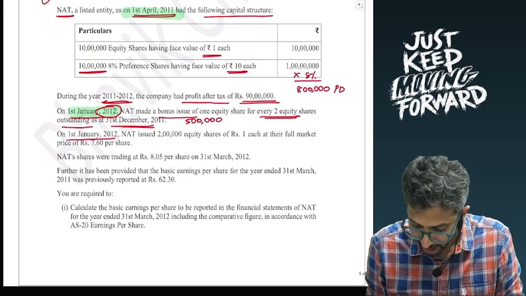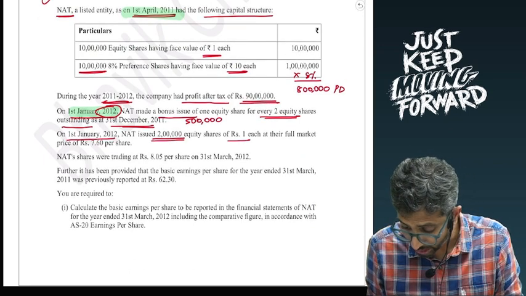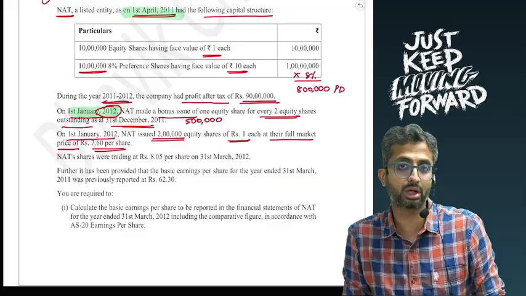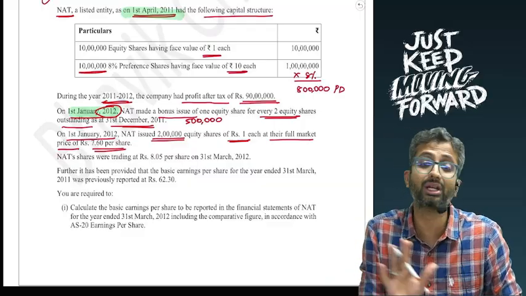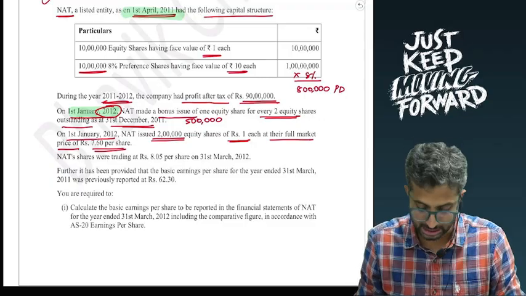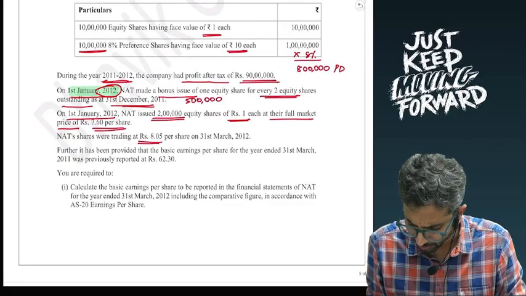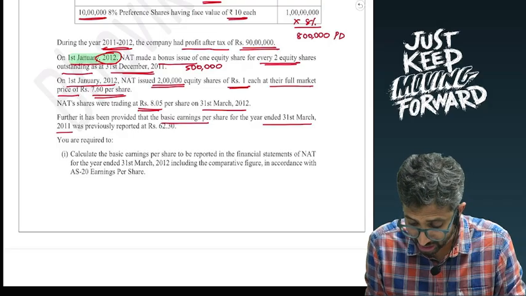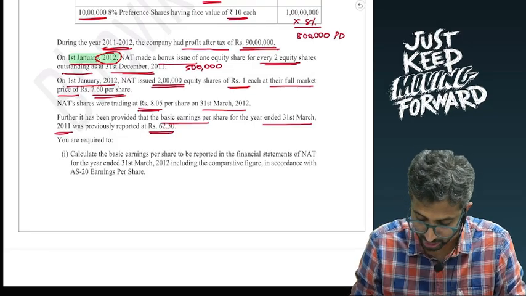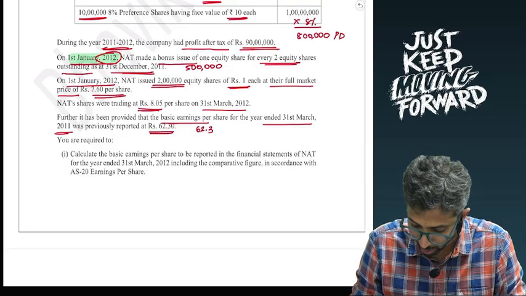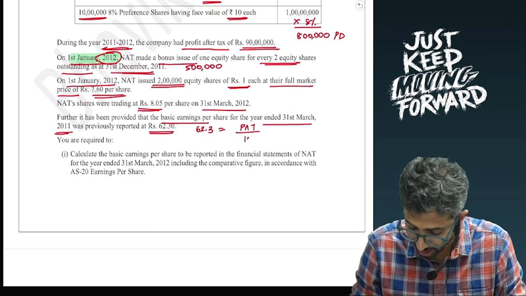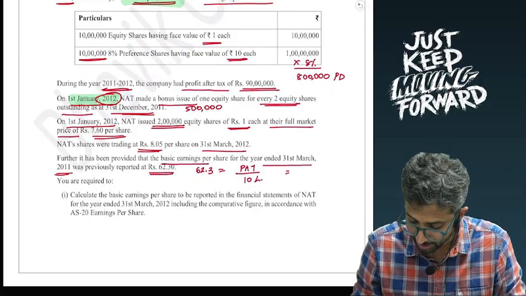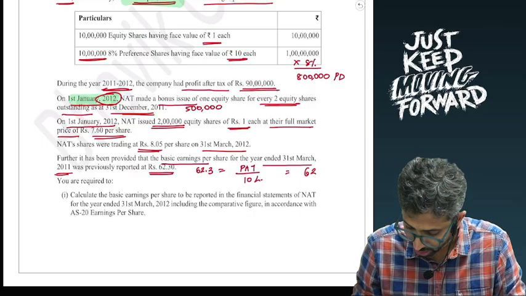On 1st January 12, NAT also issued 2 lakh equity shares of rupees 1 each at their full market price of 7.6. Now, these are shares issued for a consideration, and hence they will be included in your weighted average only from the date these shares were actually in existence. NAT shares were trading at 8.05 on 31st March, that is fine. Further, it has been provided that the basic EPS of the year 31st March 11 was previously reported at 62.3. So maybe if your EPS was 62.3, I don't know the PAT of the last year. However, there were 10 lakh equity shares at the start of the year. Assuming there was no change, maybe your PAT would be 6 crore.